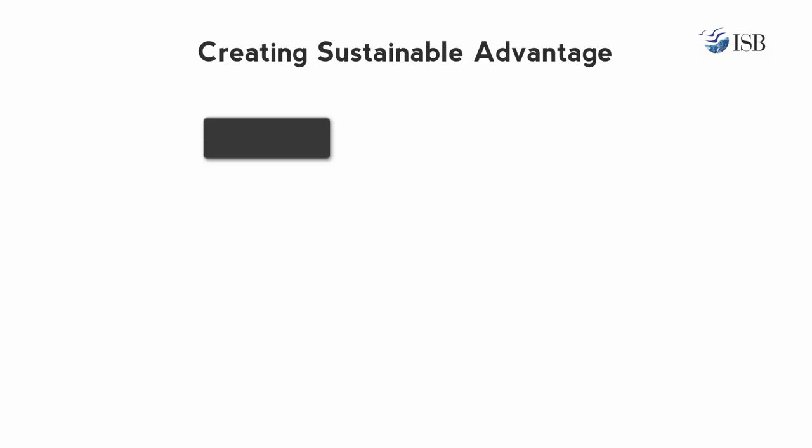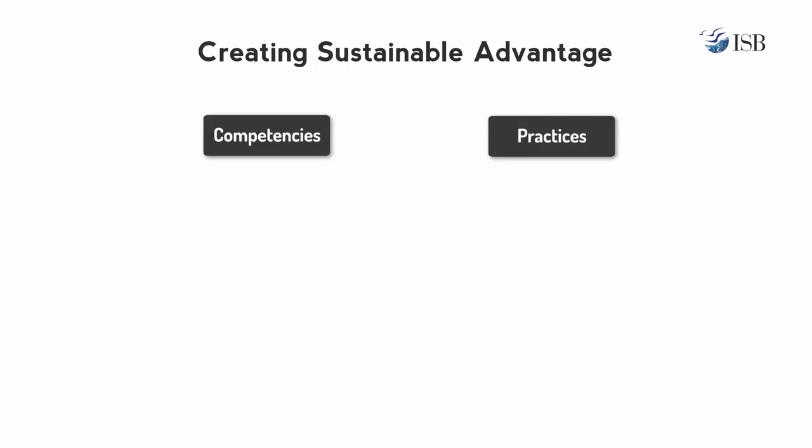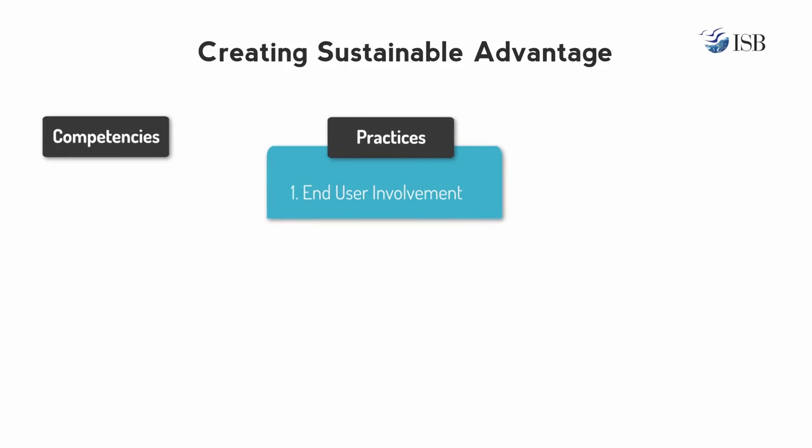Reliance's successful implementation was an outcome of 2 factors: who it was as an organization, that is its competencies, and what it did, that is its practices. I'm not going to get into much detail into these since you can read these in the case. However, I will summarize the 3 important initiatives that are critical to these kinds of implementations. First, end user involvement. To ensure a smooth transition, Reliance Energy's management decided to involve all business stakeholders in the IT implementation right from the blueprint stage.